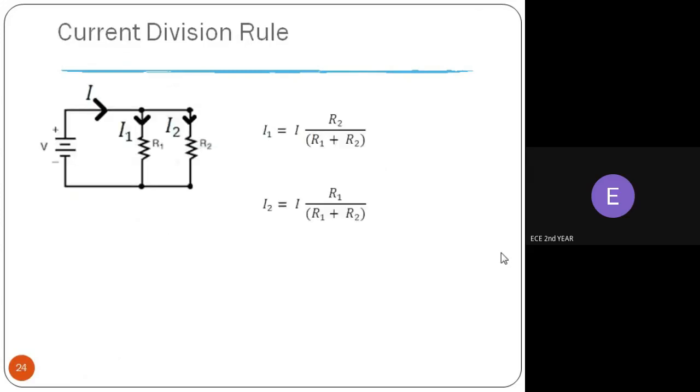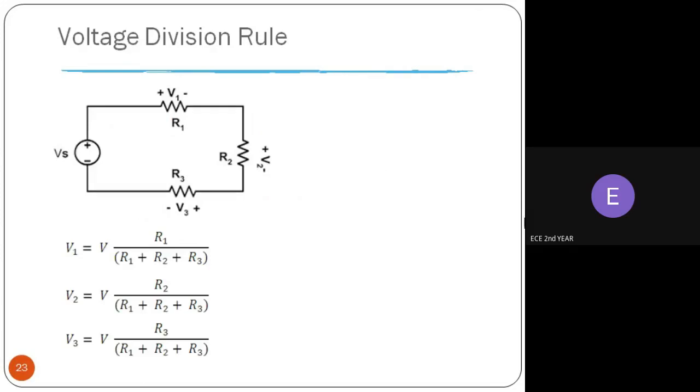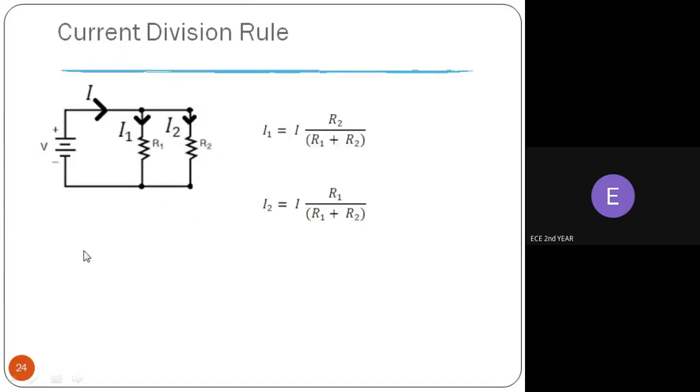Next one is the current division rule. This current division rule can be applied only to a parallel circuit, and is not applicable to a series circuit, because in a series circuit the total current flowing through the individual elements is the same. So it is applicable only to the parallel circuit. Here R1 and R2 are two resistances connected in parallel and excited by the voltage V, and the total current flowing through the circuit is I.